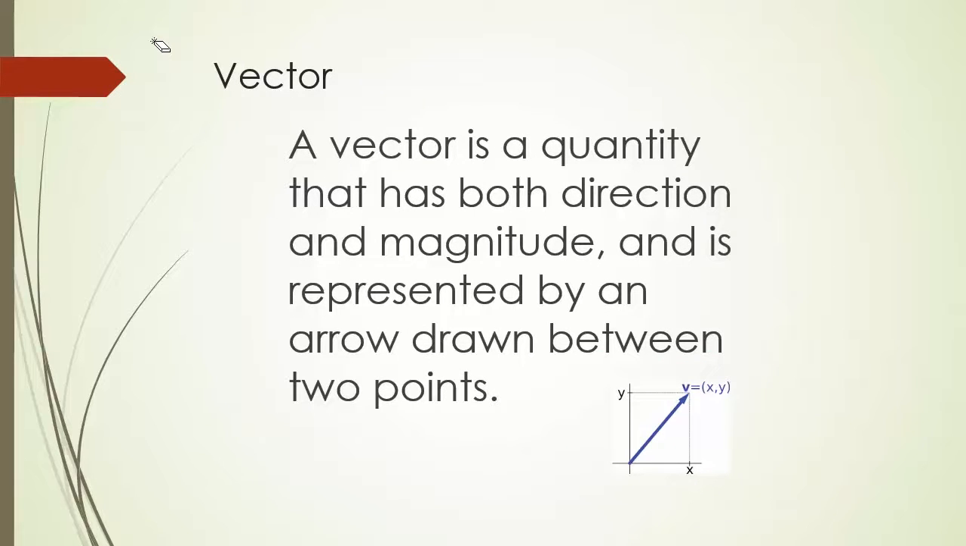Vector. A vector is a quantity that has both direction and magnitude and is represented by an arrow drawn between 2 points. The notation for a vector looks like this, where we have our 2 points A, B, and right above that it looks like a half arrow to show that this is a vector.